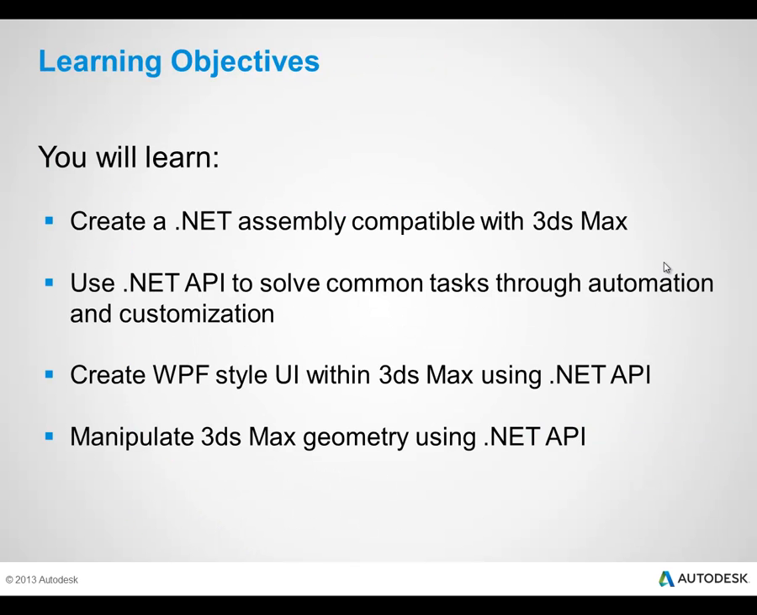So what we're going to talk about in this class is how to create a .NET assembly that's compatible with 3ds Max. We're going to use .NET API to solve common tasks through automation and customization. We'll show you how to create a WPF-style UI within 3ds Max, and we'll get a couple of different techniques there. And then we're going to manipulate some 3ds Max geometry using .NET API.